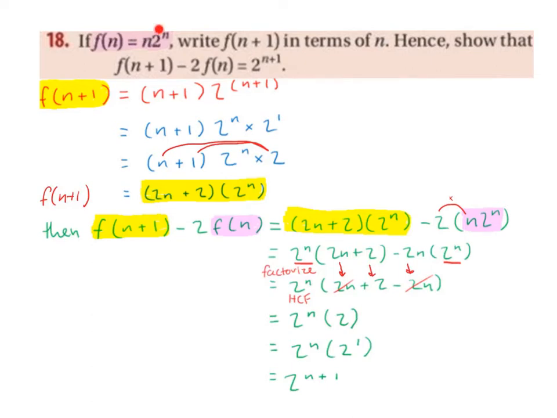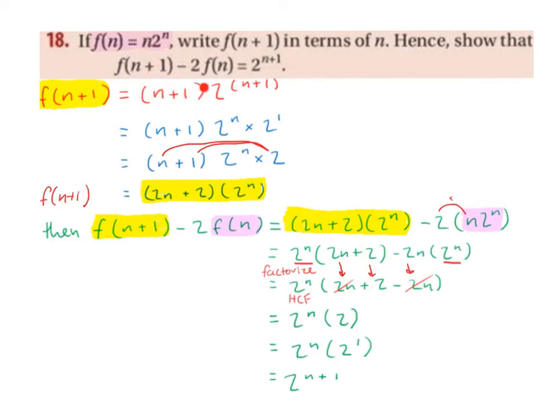So we go back to the function f of n that was given in the question. And since we're asked to add on 1 to the n, we literally just add 1 to every n that we see in f of n equals n times 2 to the power of n. So I'm going to add on a 1 here. I'm going to add on a 1 here to the n that was in front.